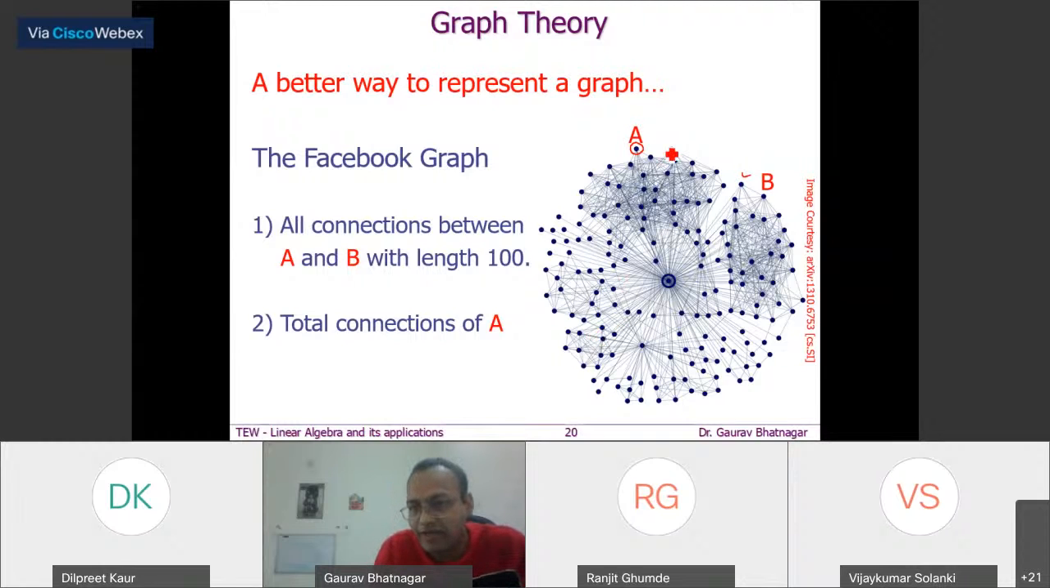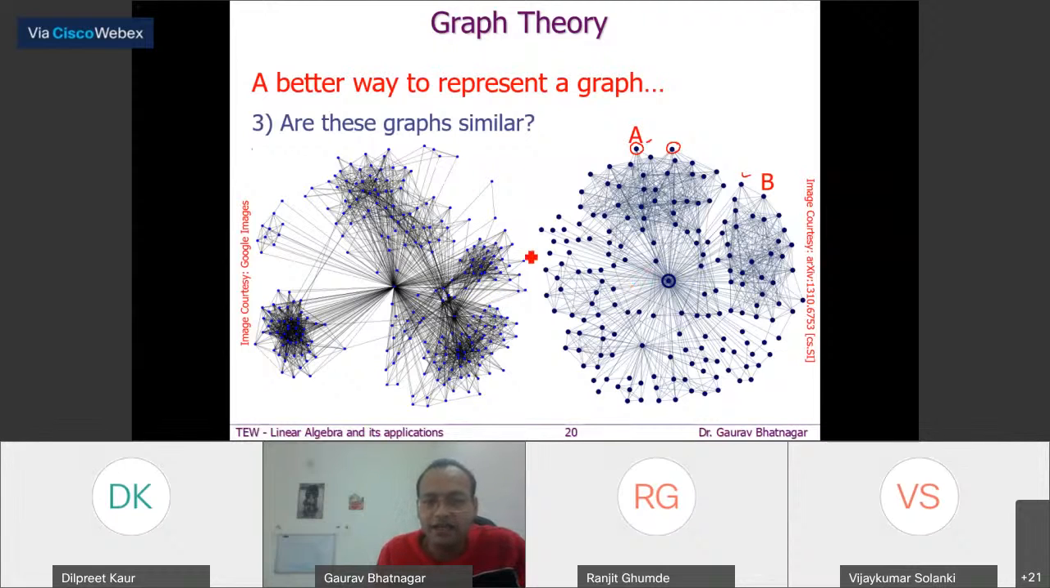In the Facebook graph, every vertex is going to be a user. So basically, I just want to know whether the user A is connected with all the users present on Facebook or not. This is the meaning of the total connection of A. Or similarly, I can ask whether these two Facebook graphs, which deal with two different users, user 1 and user 2, are similar or not, whether these two persons are the same or not.